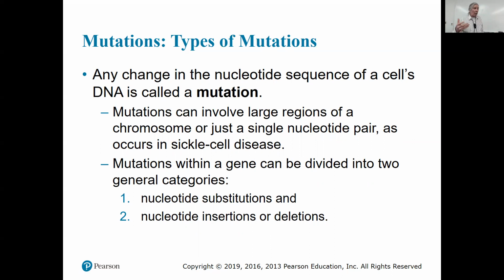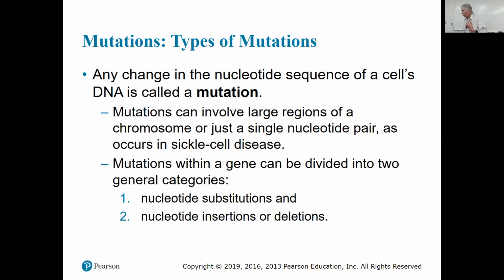And what they are are mistakes in DNA replication. This doesn't happen in protein synthesis. It happens in the S phase of the cell cycle when DNA is being copied. Because remember, DNA polymerase is not a perfect enzyme. It makes mistakes. Not very often, but it does make mistakes. And these structural types of mutations divide into two general categories: nucleotide substitutions, and then nucleotide insertions or deletions.